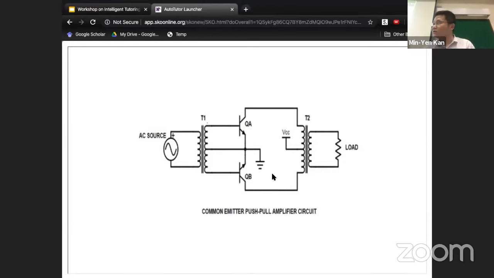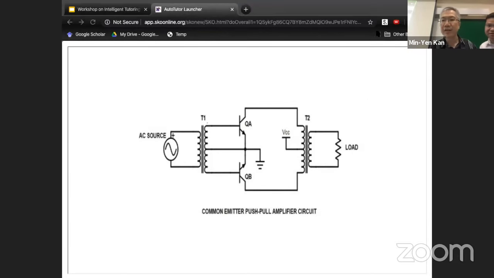Can I use my own computer? I think this version may not be. Oh, okay. I think something is wrong here.